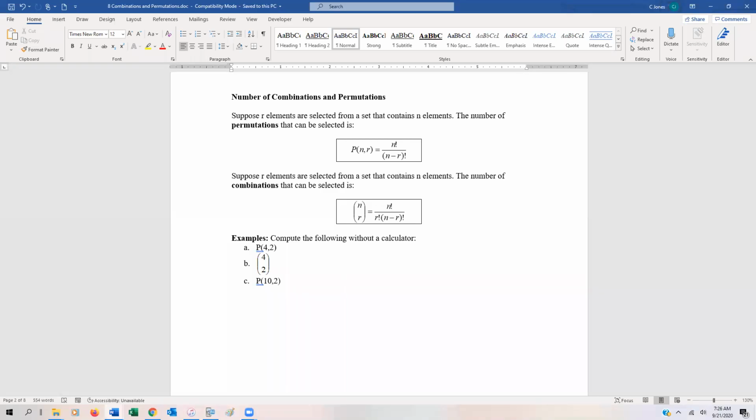So now we're going to look at being able to more efficiently find the number of combinations and the number of permutations. I'm going to show you how to do this by utilizing a formula, and then I'm going to show you as well how to use the calculator to compute the formula for yourself.